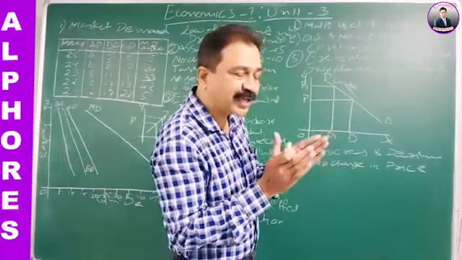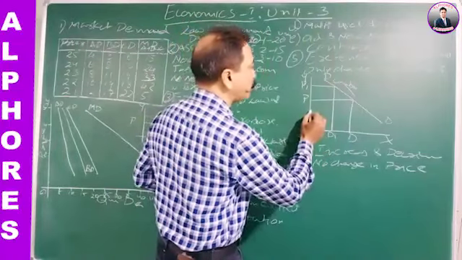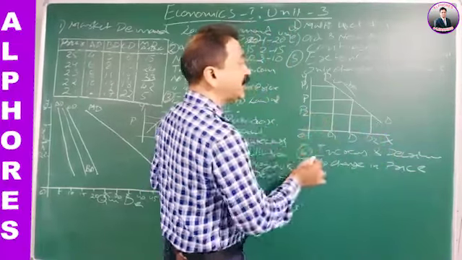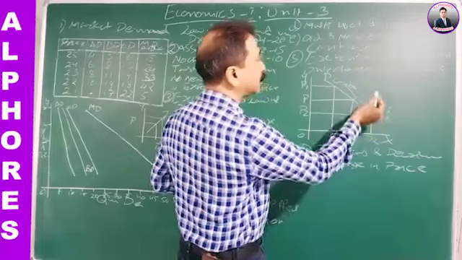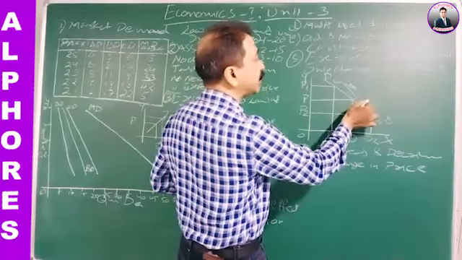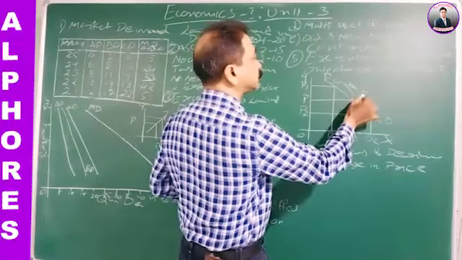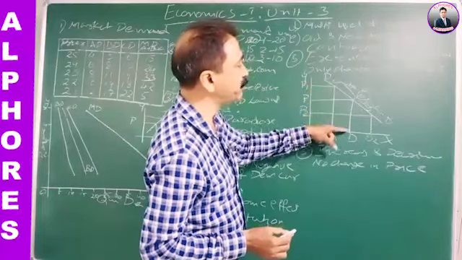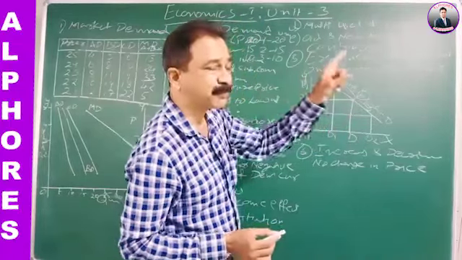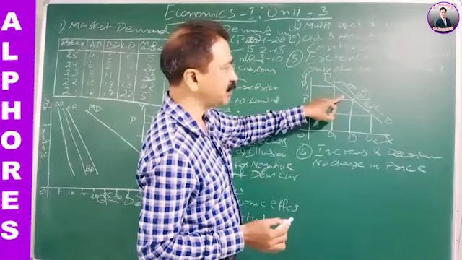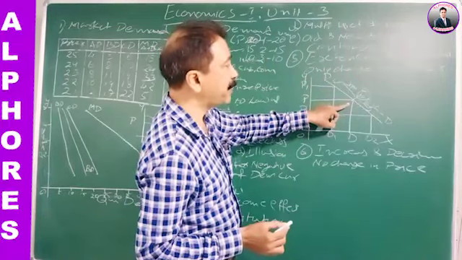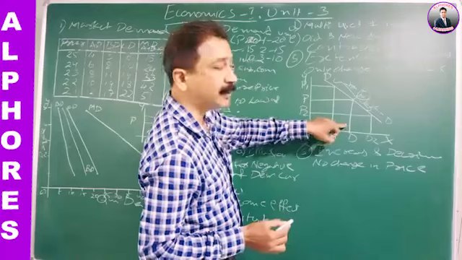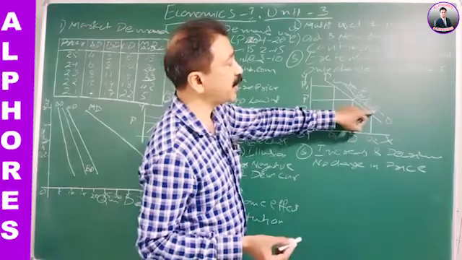Contraction means decreasing. If price decreases to P2 and demand increases to D2, then it will be called extension. This is extension, means increasing. This is contraction, means decreasing. When all other things remaining constant, only due to the price, if the demand diminishes, then we will say contraction. If demand grows, then we will say extension.